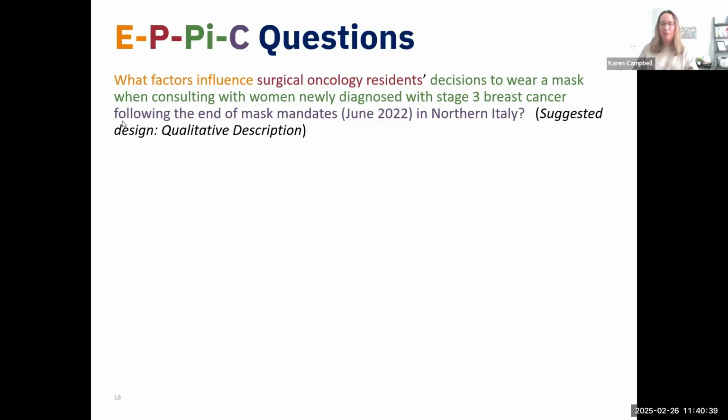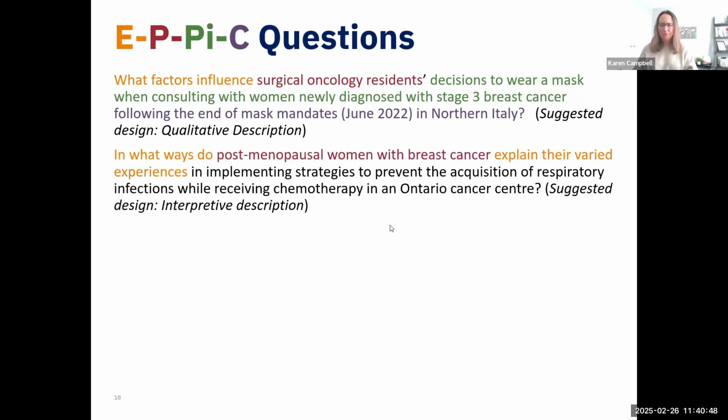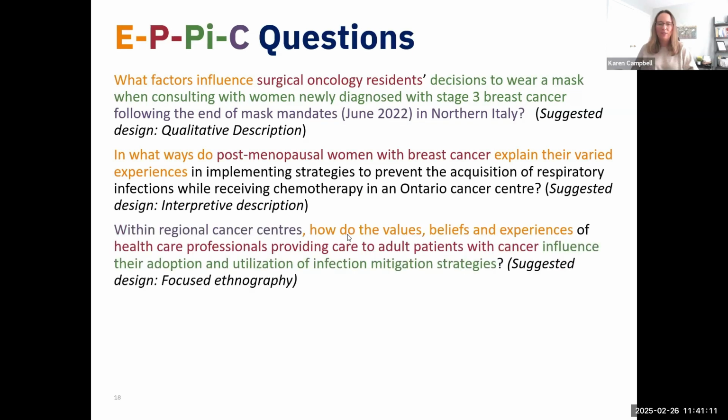And we actually have two contexts. We probably could have left it with the end of mask mandates, but adding the actual geographical space also just made it clearer. An interpretive description might be, in what ways do postmenopausal women with breast cancer explain their varied experiences in implementing strategies to prevent the acquisition of respiratory infections while receiving chemotherapy in an Ontario Cancer Center. And we didn't do the context, but here the context would be Ontario Cancer Center.